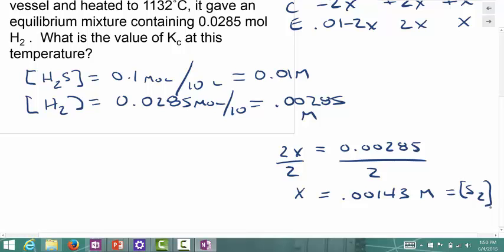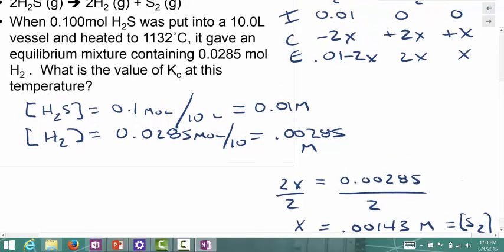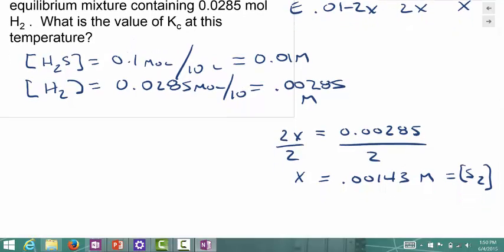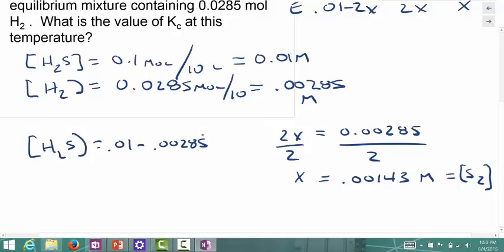If I want to calculate the concentration of the hydrogen sulfide, the concentration of the hydrogen sulfide is going to be equal to 0.01 minus 0.00285. So my new concentration will be 0.00715. And of course my hydrogen concentration was this.